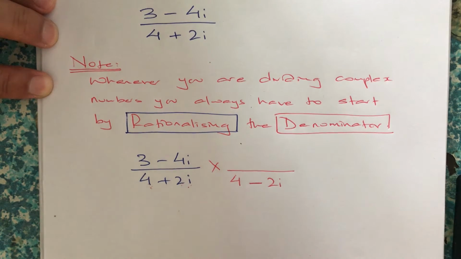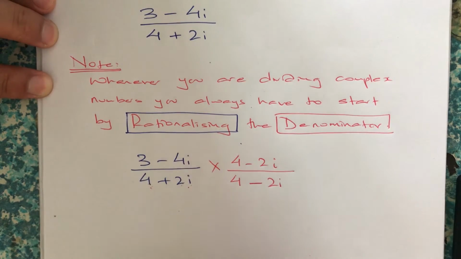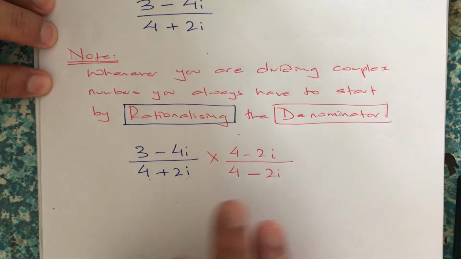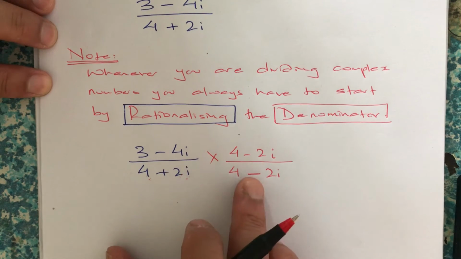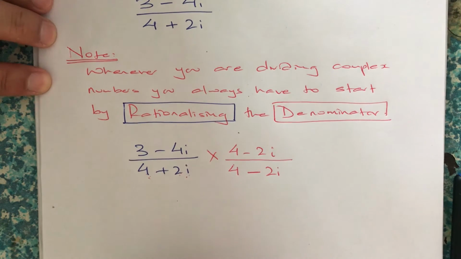Whatever you write over here, the same thing needs to be copied at the top also in order to balance this entire equation. So that is how we rationalize. That is the starting. Now once we get this, the numerator gets multiplied with the numerator over here.